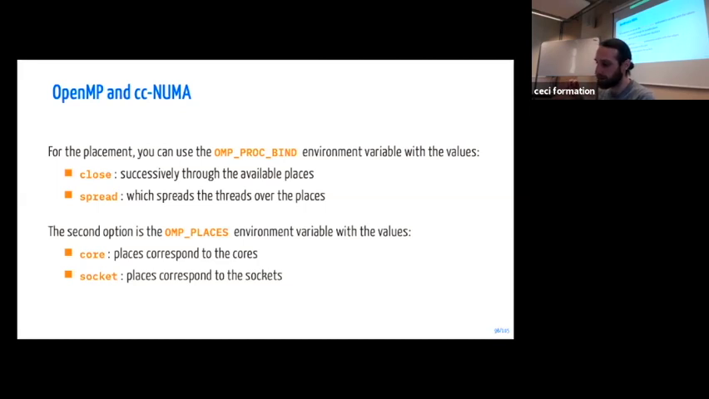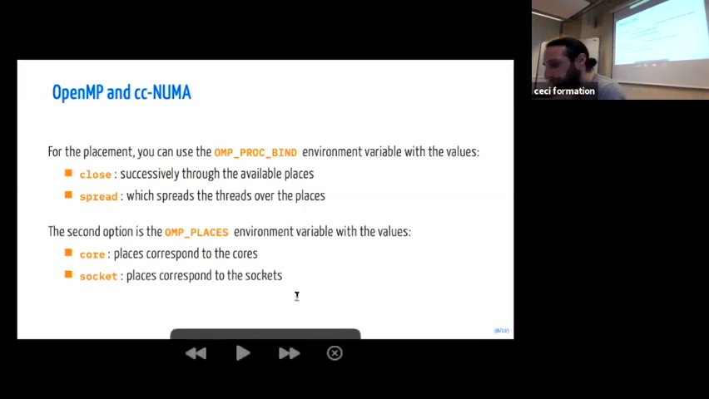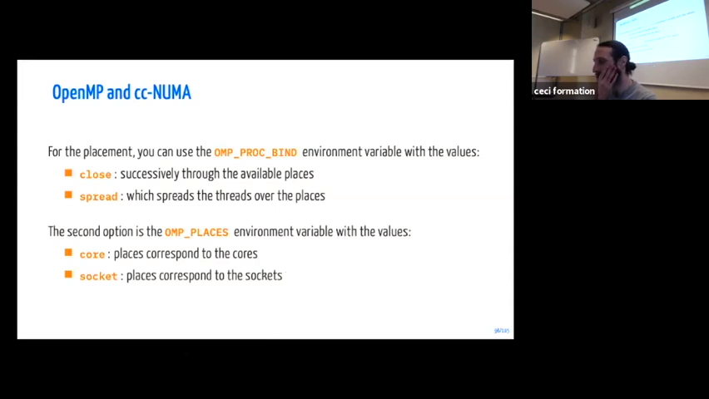simultaneous multi-threading is enabled. And then you also have the OpenMP places environment variable, which tells you that the thread can be placed on a core and cannot move outside of this core, so it stays on a core. Or you can say, I want the place to be a socket, and it means that the threads can be migrated by the operating system inside of the socket. Another option that is available is threads, but on the CC clusters, hyperthreading is not activated, so it's not really useful.